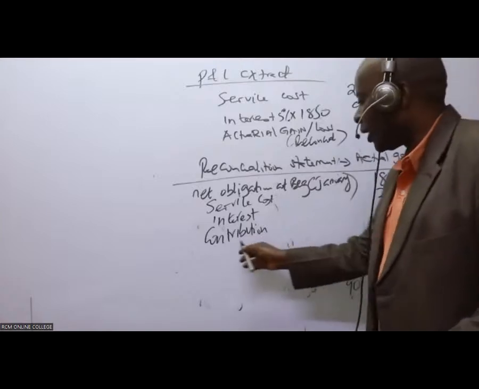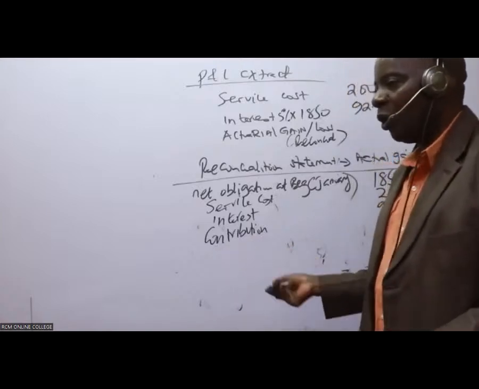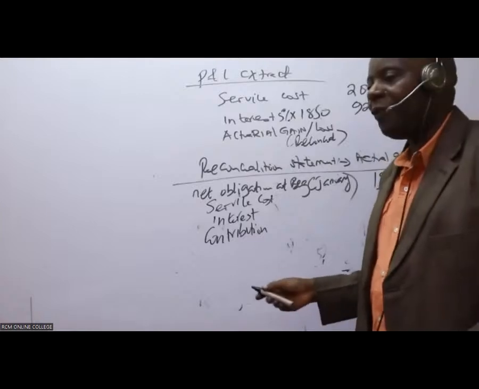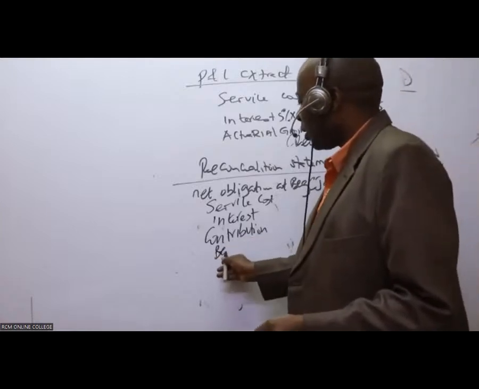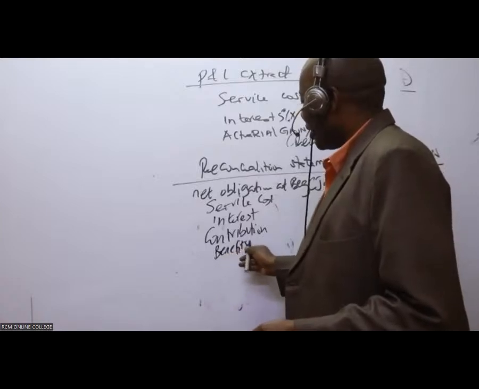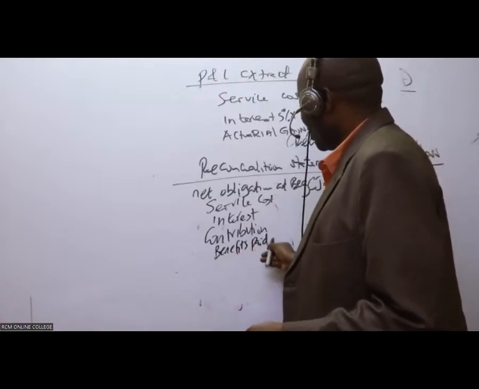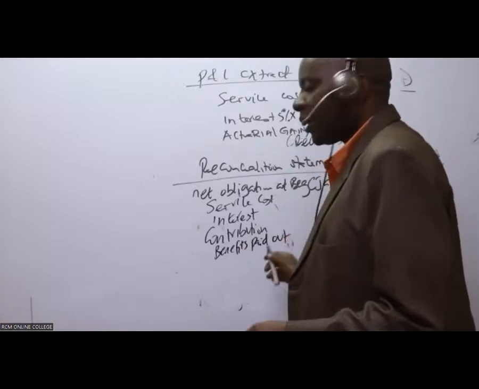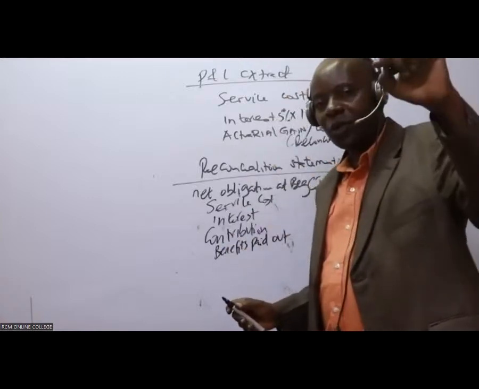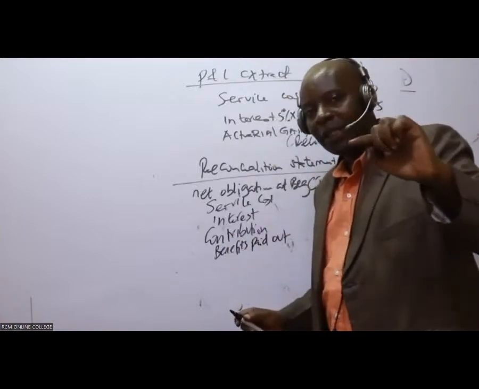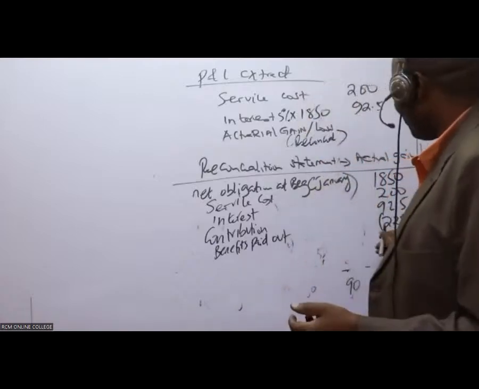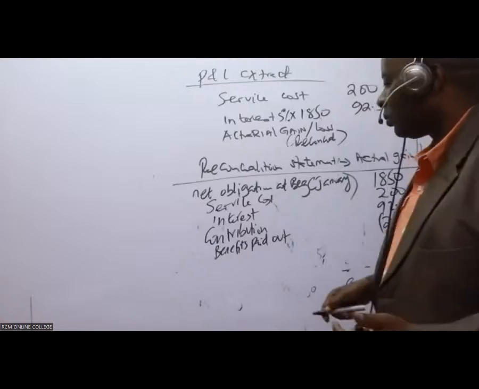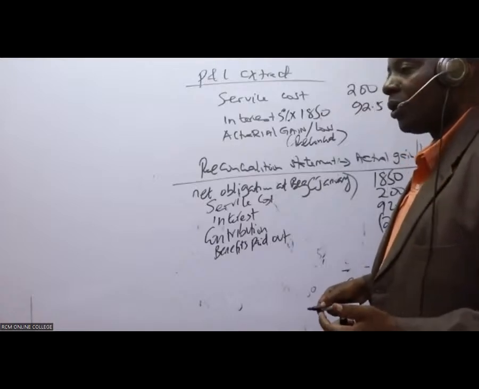Now, what do you know about benefits paid out? You simply write, for the examiner to see a broad and deep knowledge of the subject, ignore. Benefits paid out affects both the obligation and the asset. The obligation goes down and the asset goes down, so the net effect is 0. Ignore, 0.